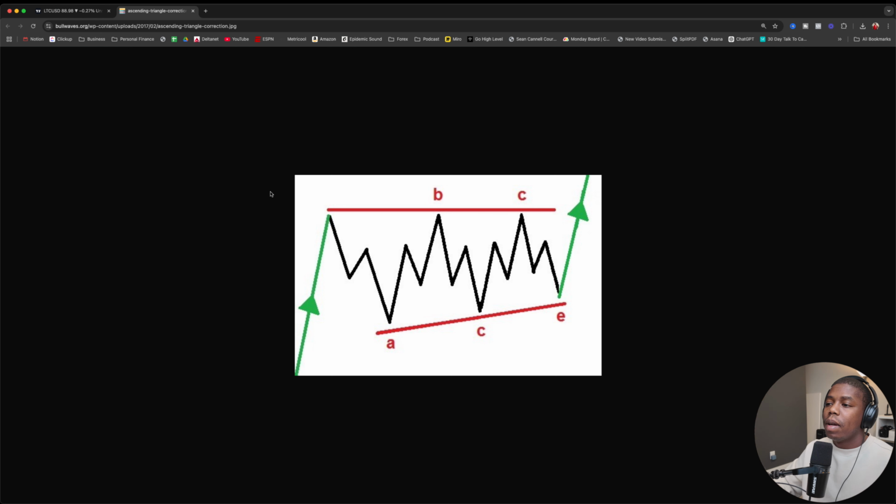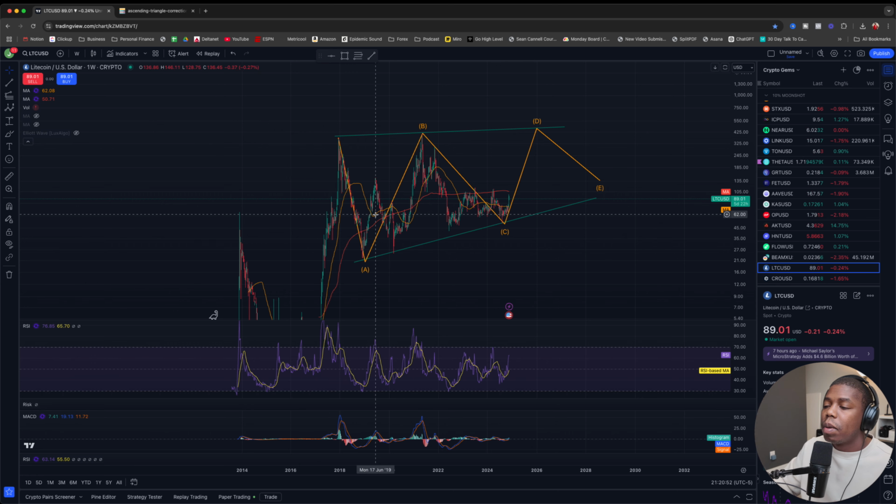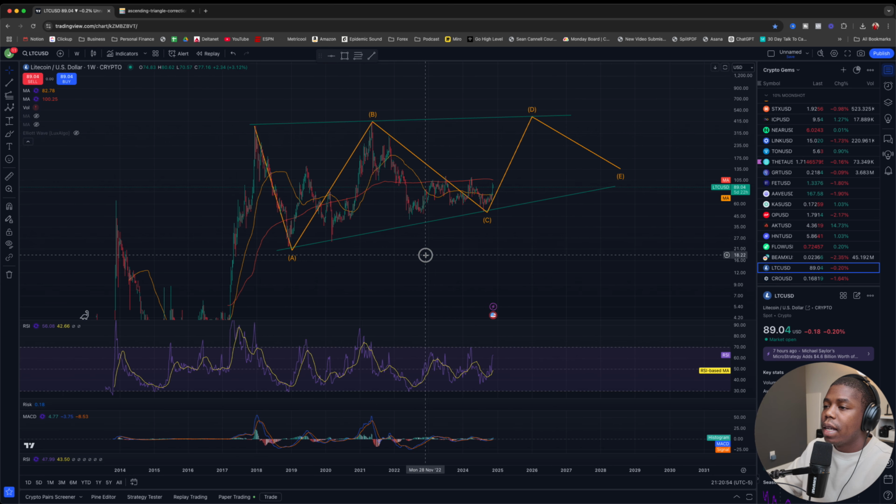This is one of the fundamental patterns inside of Elliott wave. I like to use Elliott wave to look at charts. It just helps me to see it better. And there's a lot of Elliott wave patterns that show up inside of crypto, especially in this bull market.